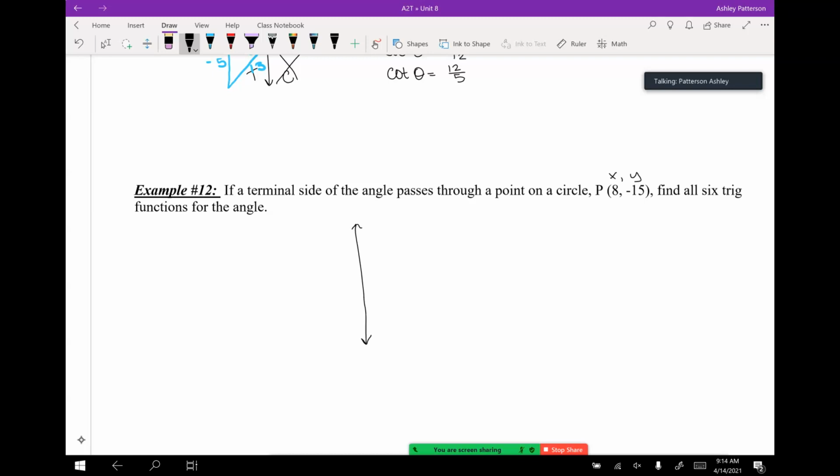Here's my y-axis. Think about the coordinate. Positive 8, negative 15. Okay, go a little old school with me back to Algebra 1. I think pre-algebra, actually, when you learned how to plot points. I would go over to the right, positive 8, and then I would go down negative 15 units to get to that coordinate. And the terminal side, the hypotenuse, would connect to the origin.